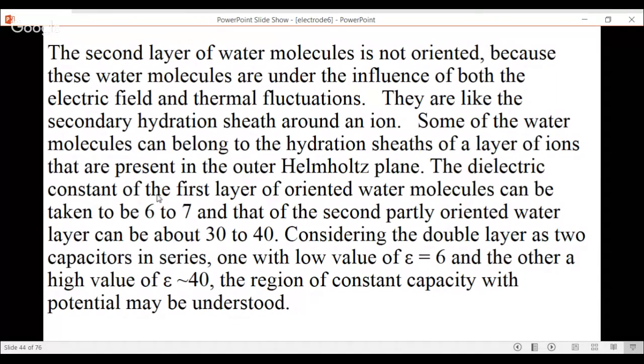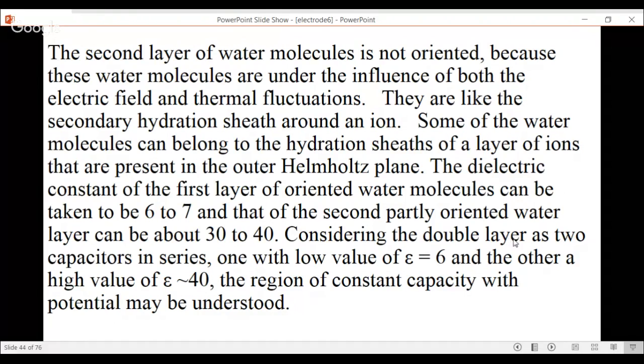The dielectric constant, we are assuming a constant dielectric constant throughout the solution, but it is not true. The dielectric constant of the first layer of the oriented water molecules can have a value between 6 to 7. Okay, let us assume less than 10. The second partly oriented water molecule layer can be 30 to 40. Okay. Whereas in pure water it will be much higher.